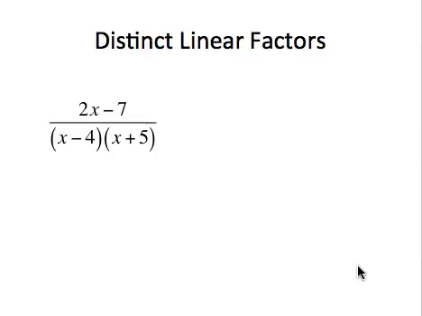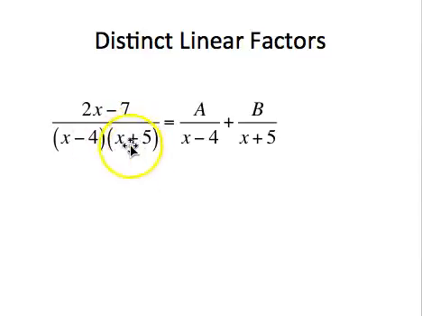So here I have 2x minus 7 over x minus 4 times x plus 5. X minus 4 is a factor in the denominator. X plus 5 is a factor in the denominator. They are distinct. They are different. So I can come up with some fraction over x minus 4 plus some fraction over x plus 5. That would equal 2x minus 7. In our process there, A times x plus 5 plus B times x minus 4 over x minus 4 times x plus 5 equals this. And then we do some algebra to find A and B.